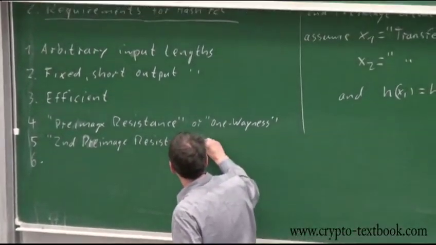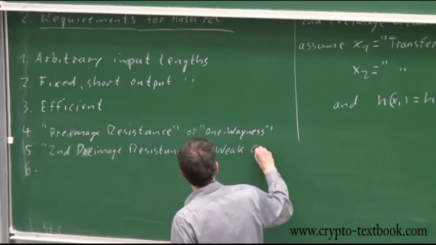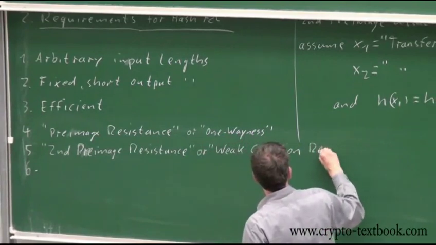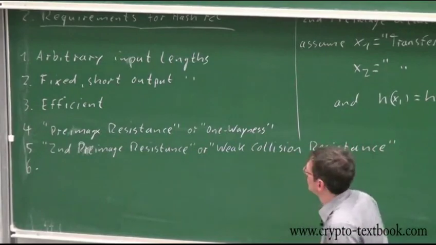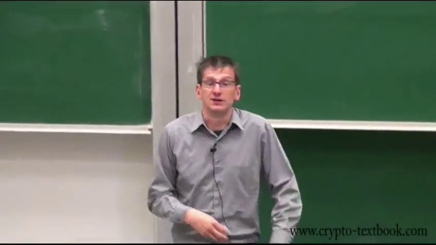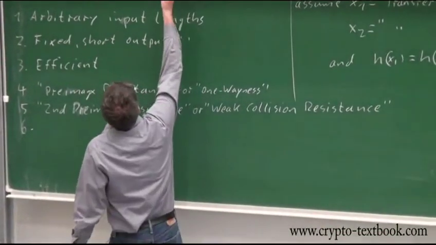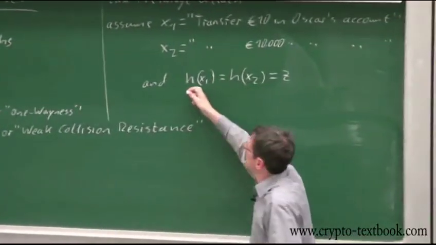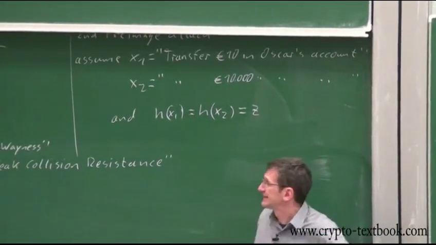Another word which I like a lot is weak collision resistance, schwache Kollisionsresistenz. Okay? And you will know in a second why this is called weak collision resistance, or why it's called collision resistance. Well, we say the two outputs collide. They bang into each other, they're identical.